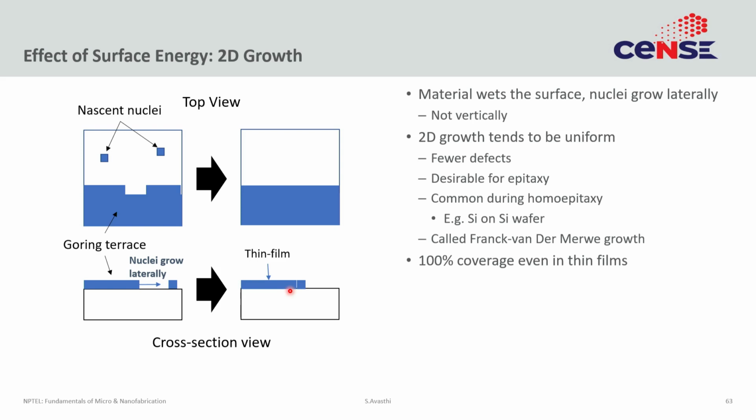From an epitaxial point of view, this sort of mode is preferred because the 3D growth tends to have a lot of grain boundaries and a lot of other issues, and this does not. Thankfully, this is also the common occurrence when you are doing homoepitaxy, which is when you are trying to grow silicon on silicon.